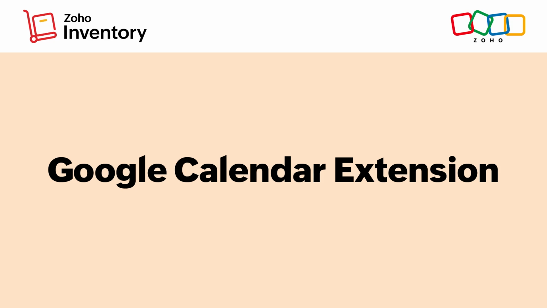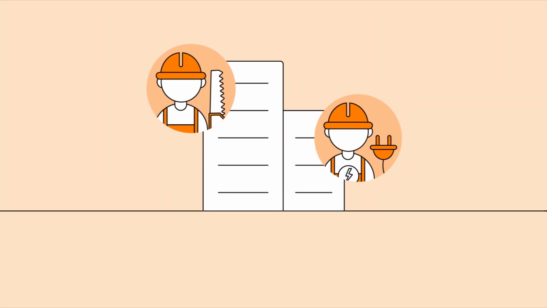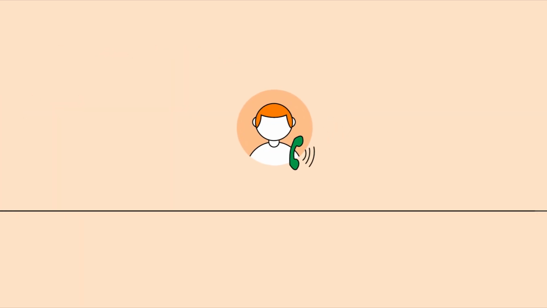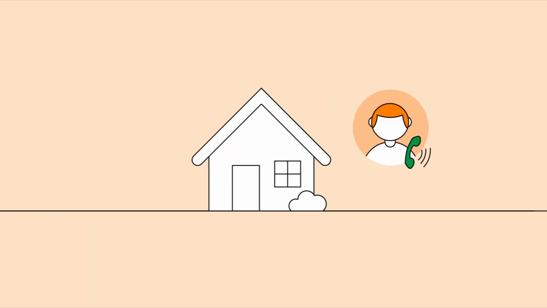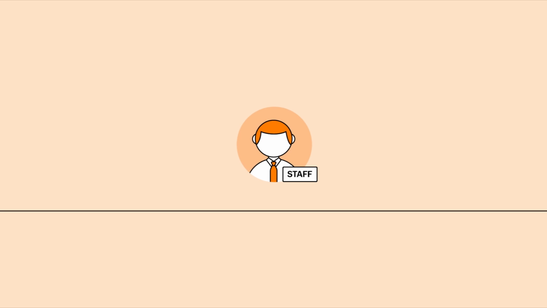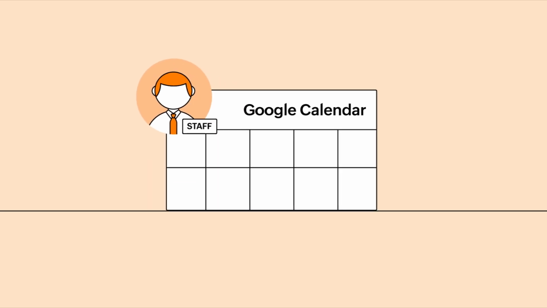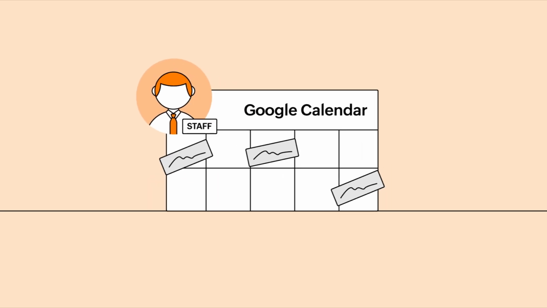Let's see how to fetch events from your Google Calendar and invoice your customers in Zoho Inventory. Imagine you own a business that offers services such as carpentry and electrical works. Your customers approach you for help in repairing things around the house. You assign a staff member who is relevant to the job and they note down the repairs in Google Calendar.